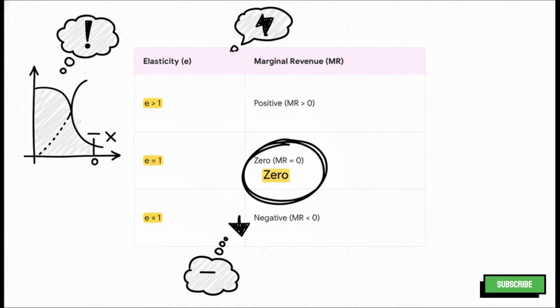And the answer is 0. This chart right here lays it out perfectly. It's a really important relationship to remember. When demand is elastic, meaning elasticity is greater than 1, your marginal revenue is positive. When demand is inelastic, or less than 1, MR actually turns negative. And right at that sweet spot, where elasticity is exactly 1, that's unitary elastic, your marginal revenue hits precisely 0.